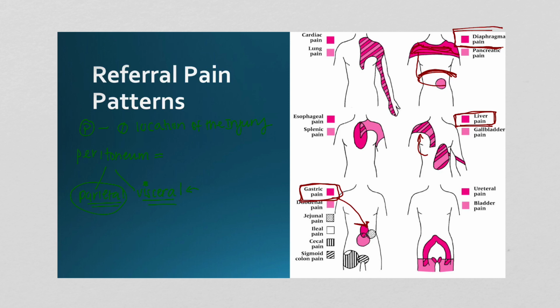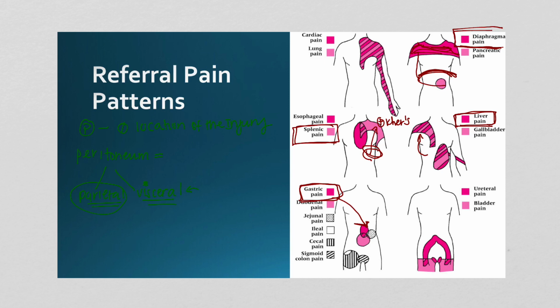If you have a splenic injury, the spleen lives in that upper left-hand quadrant, you'll have what we call a positive Kehr's sign. So positive Kehr's sign is where you have referred pain to the upper left shoulder.